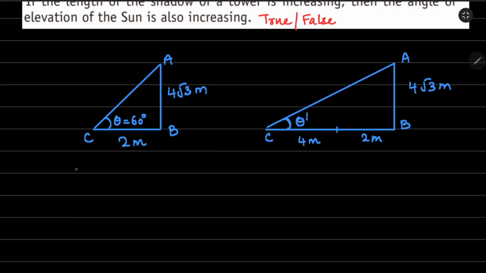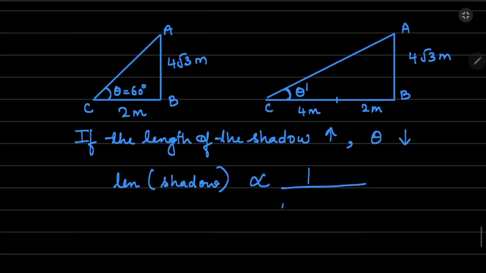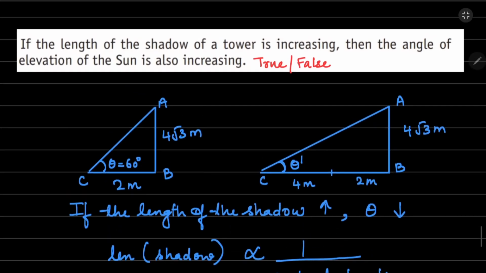So if the length of the shadow increases, then the angle of elevation, that is theta, decreases. Or you can also say that the length of the shadow is always inversely proportional to the angle of elevation. Is it clear? So is this statement true or false?